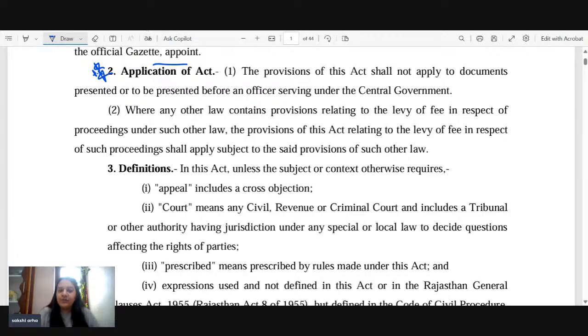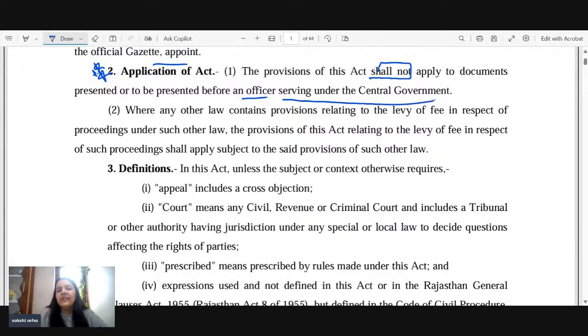Okay, this is a very important provision from your exam perspective. So where is this Act going to be applied? The provisions of this Act shall not apply. कहाँ apply नहीं होगा? They are talking about where it will not be applied. So it shall not apply to documents presented or to be presented before an officer serving under the central government.